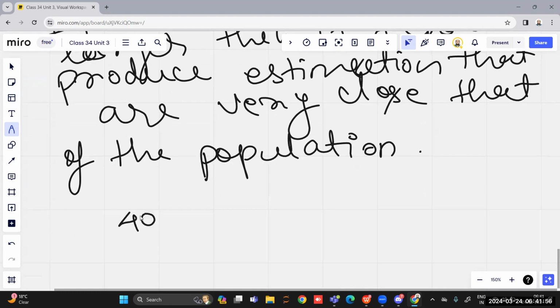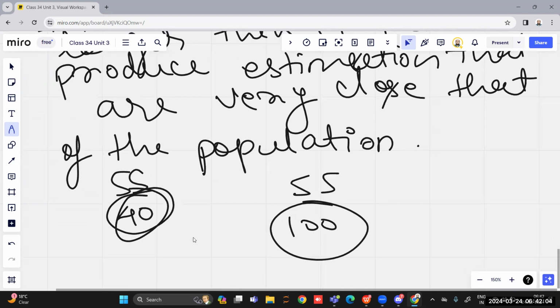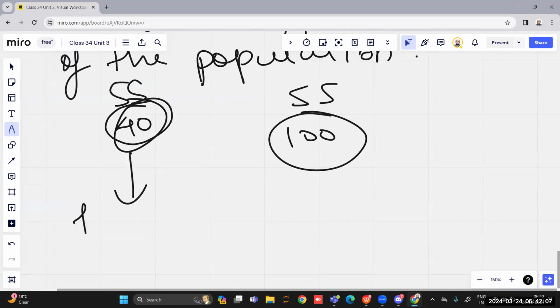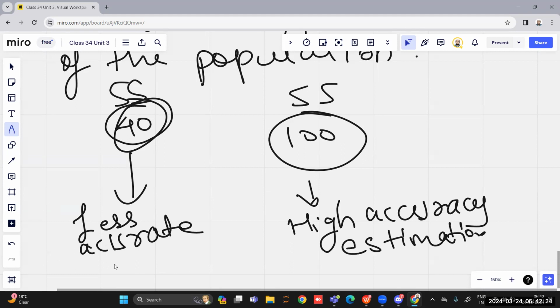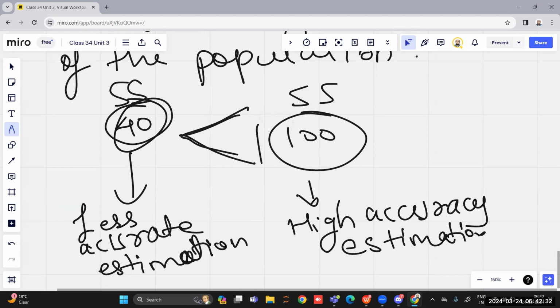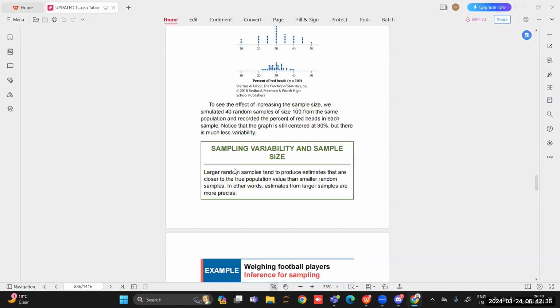That of the population means what? For example, I am collecting a sample size of 40, and I am collecting a sample size of 100. Which will give a better estimation? The smaller sample gives a less accurate estimation, and here, the larger one, will be high accuracy. Comparing with this, here it will be less and here it will be greater. Why is this greater? Because its sample size is greater.